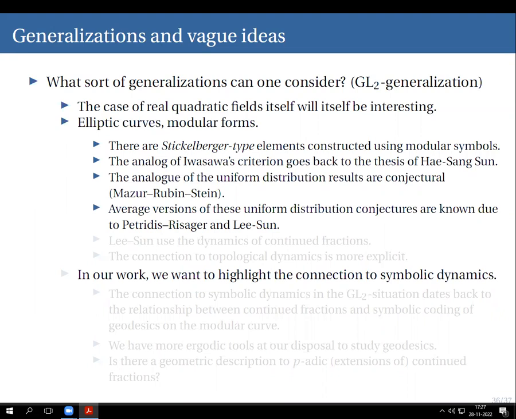Some uniform distribution conjectures of them. Okay, so this uniform distribution conjecture, I think they said it in their talks. I think there was some preprint, and now they have this. So their conjecture is the following. It's not an equidistribution result. It's some sort of statistical distribution result.